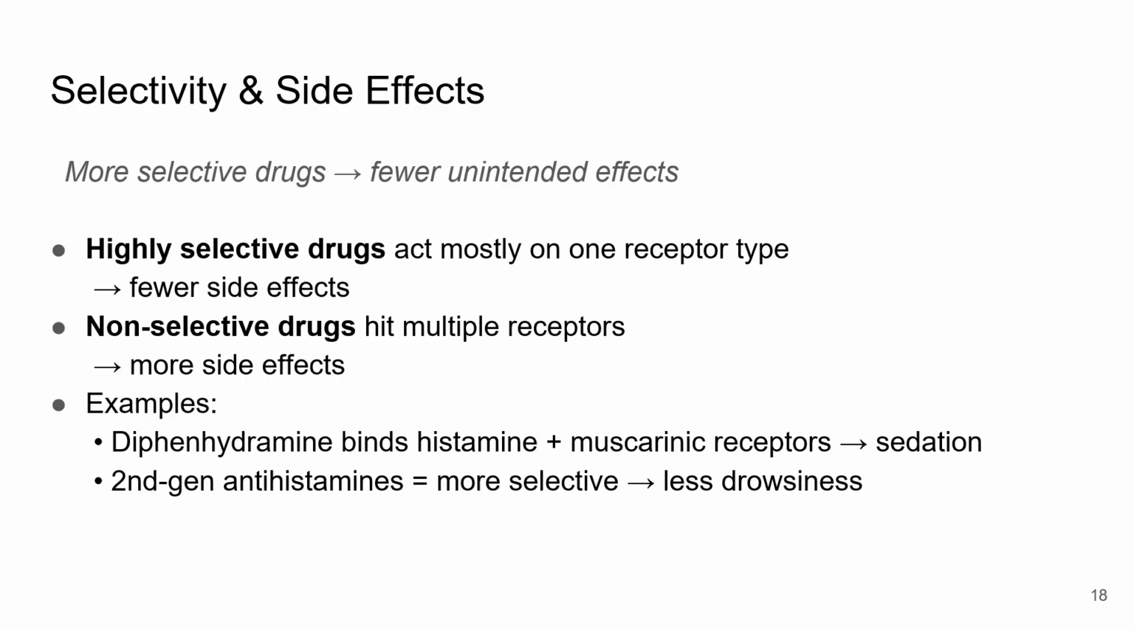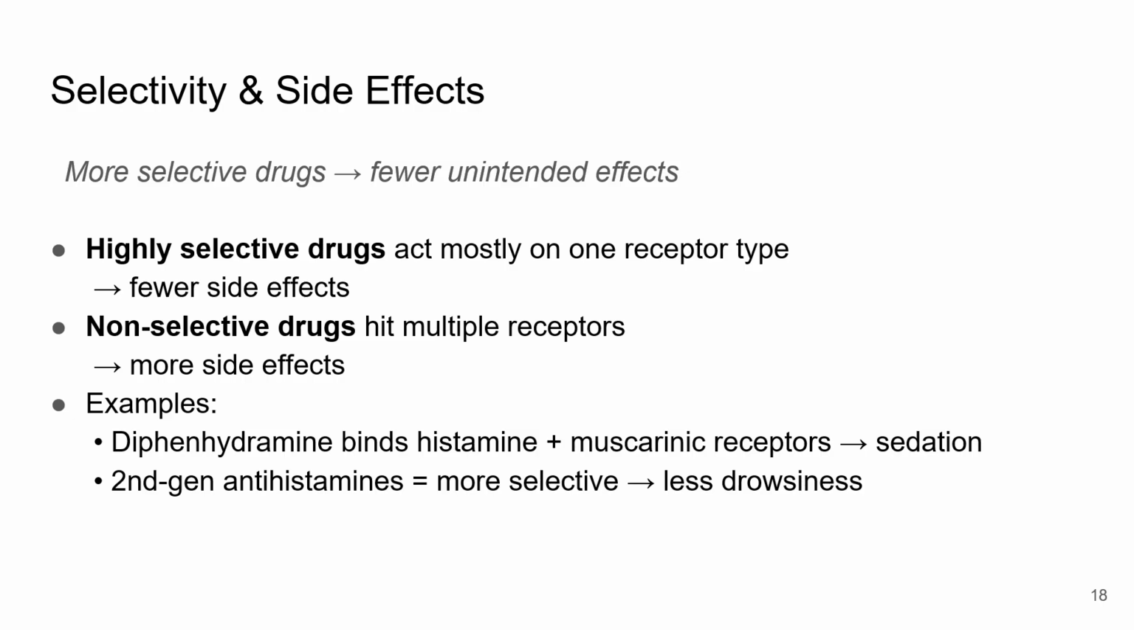side effects. In contrast to that, a non-selective drug tends to bind multiple receptor types. And while this might still give us the desired therapeutic effect, it often leads to additional unintended physiologic responses in different organ systems, and we recognize these clinically as side effects. A classic example is diphenhydramine or Benadryl. Although it's used for allergies, it also binds muscarinic receptors, which explains side effects like sedation and dry mouth.